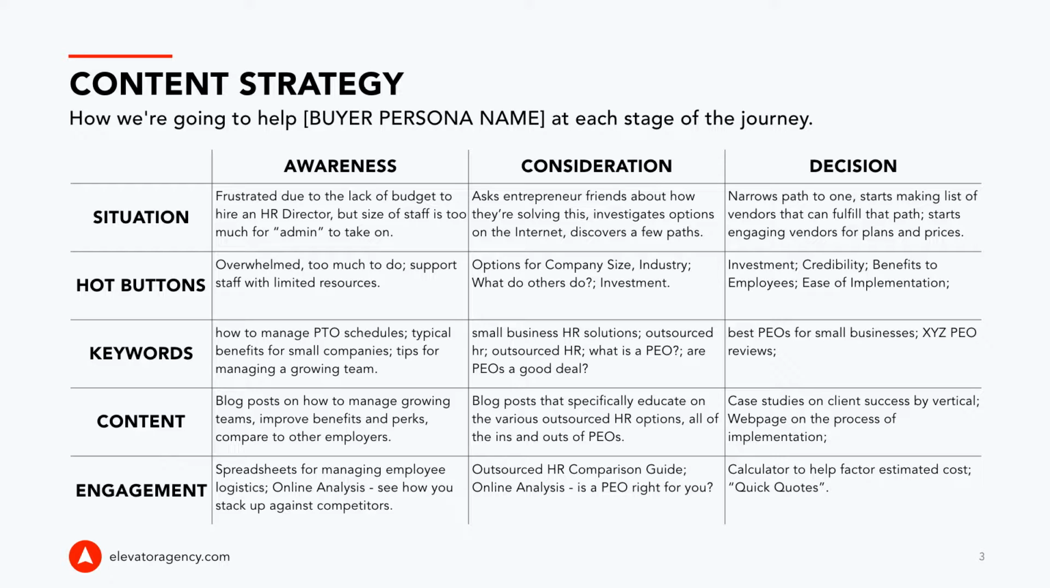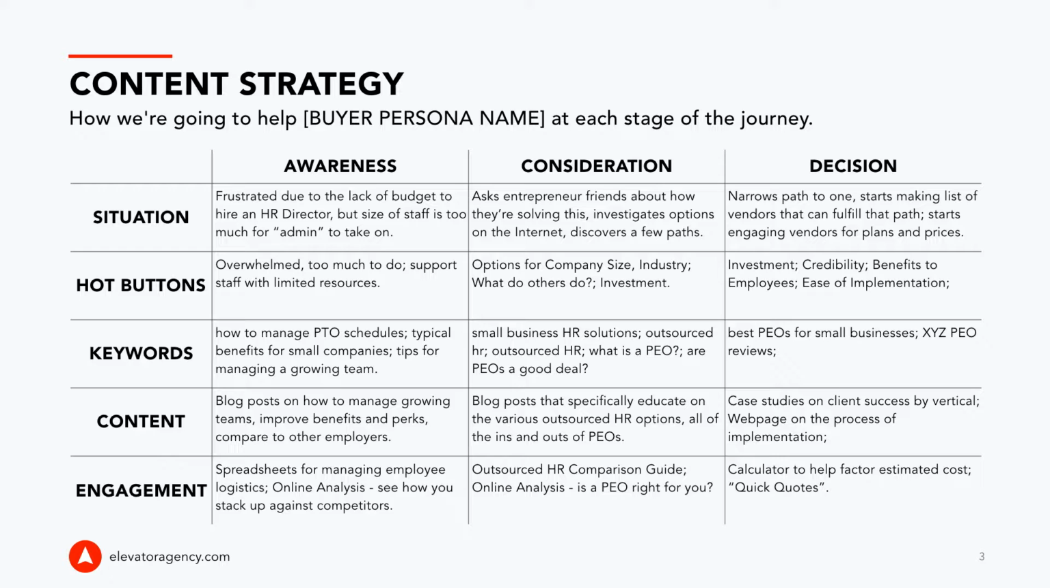So I want you guys to first just work on the first column. Let's not go this way. Let's work on the first column. And in your awareness column, talk about their situation. What is their situation? And then once you do that, what are their hot buttons? Well, if I were talking to this president: overwhelmed, too much to do, supporting staff with limited resources. Those are the things that are really hot topics for this individual.